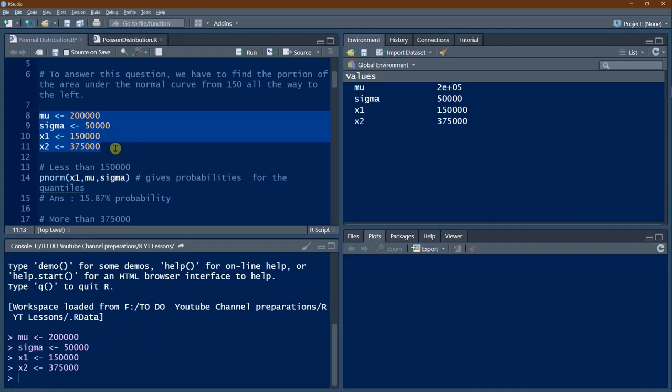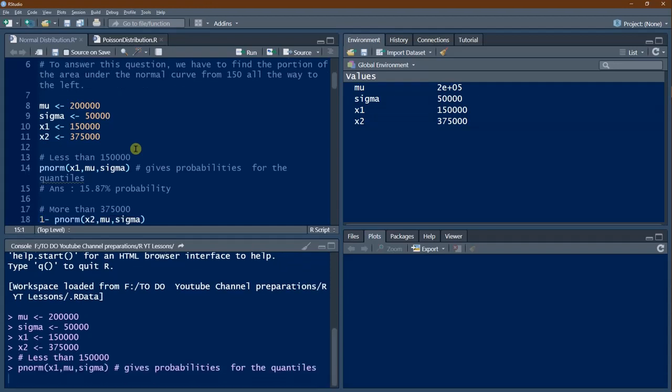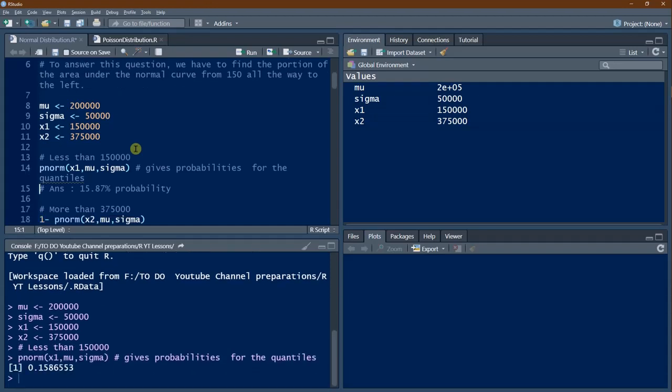Now for the first case, less than 1,50,000, we apply a pnorm function. Pnorm function gives the probabilities. You have to give the quantile. In this case, quantile is the particular value, that is q1, you can say x1, 1,50,000, and then mu and sigma you are providing. So let's execute this. So we got a p-value of 15%. So 15.87% is the probability that somebody is getting less than 1,50,000 the first year.